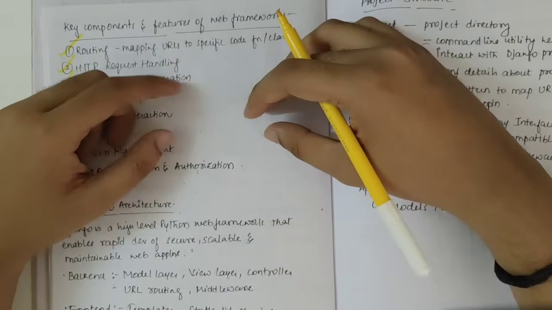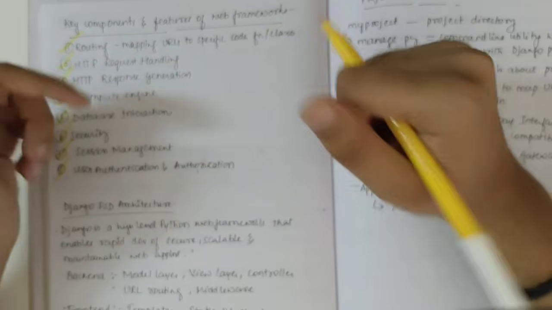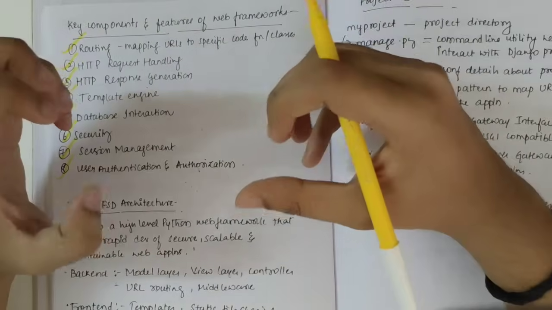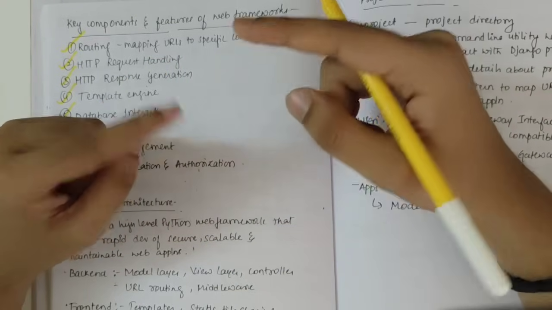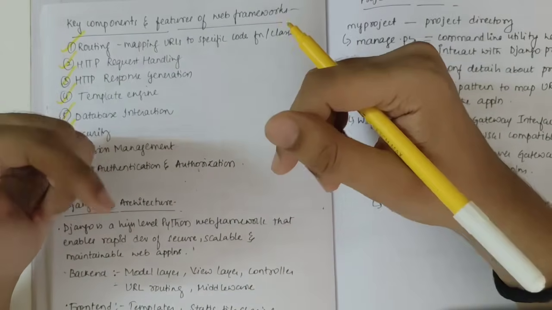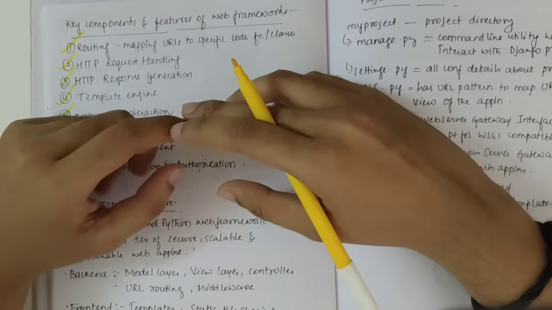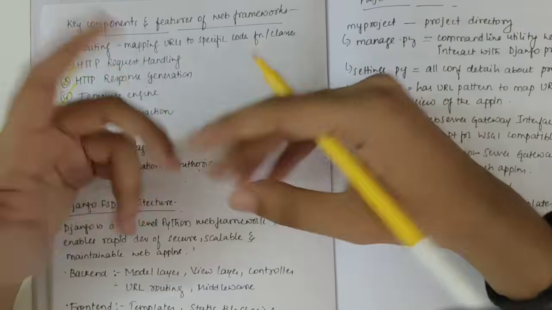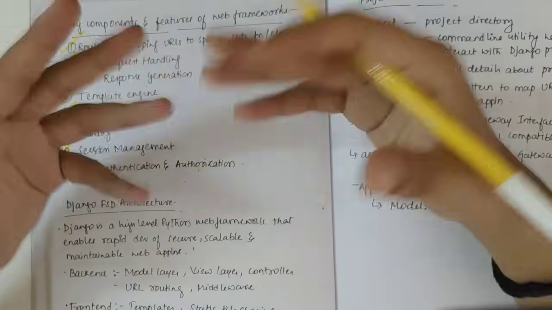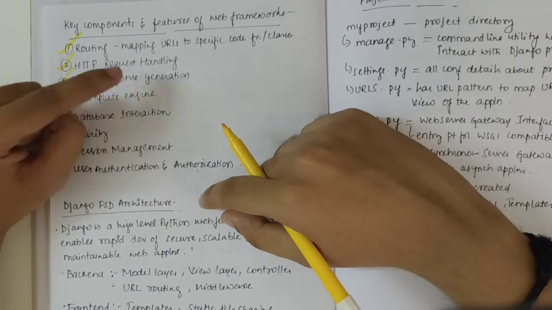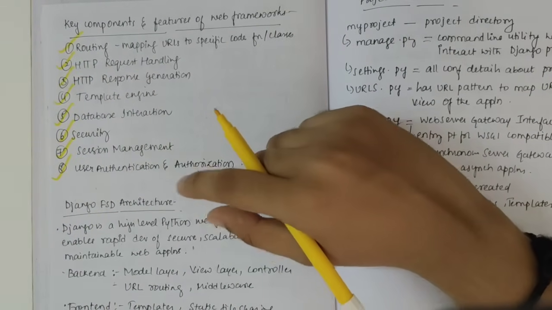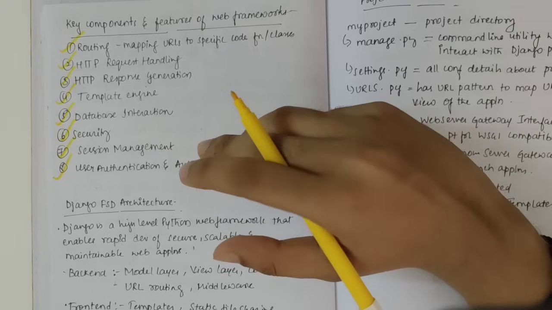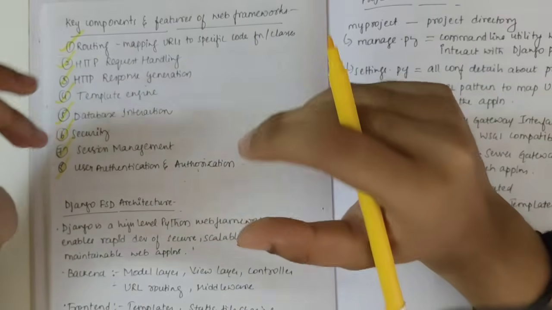Then HTTP response generation. When a request arises, it has to be handled and a response should be generated. This response should be transferred back to the client, to us. That response could be HTML templates or any other data format, so that is HTTP response generation. Then we have the template engine, through which developers can generate dynamic templates easily.